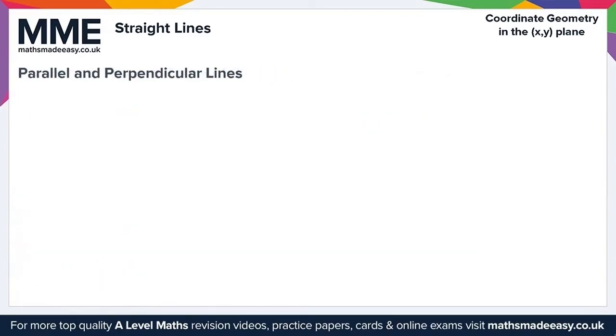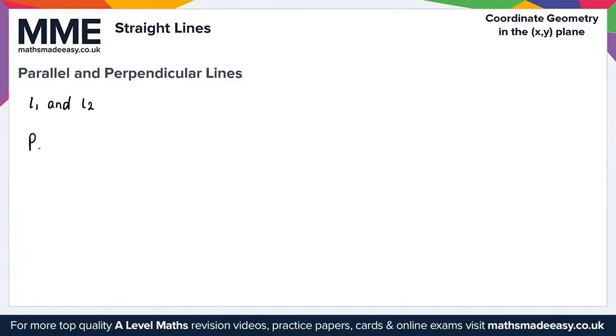Finally, moving on now to take a look at parallel and perpendicular lines. So we say two lines are parallel if they have the same gradient. And we also say two lines are perpendicular if the gradient of the second line is the negative reciprocal of the gradient of the first line. So let's just say we've got two lines here, L1 and L2. Okay. Well, this means they're parallel if the gradient of L1 is equal to the gradient of L2.